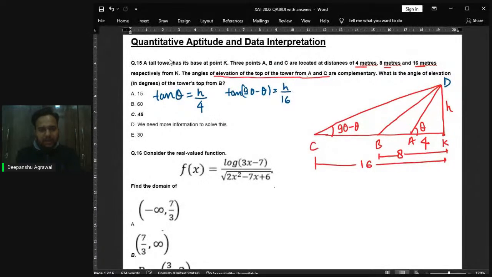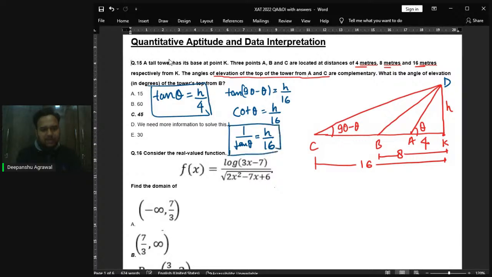Okay. And as you should all know that tan 90 minus theta is actually equal to cot theta, which is h by 16. Right. And also you should all know that cot theta is 1 upon tan theta. Okay. And this is given as h by 16. So what we have learned from here is tan theta is h by 4 and 1 upon tan theta is h by 16. Correct? Just multiply both these equations, this one and this one.